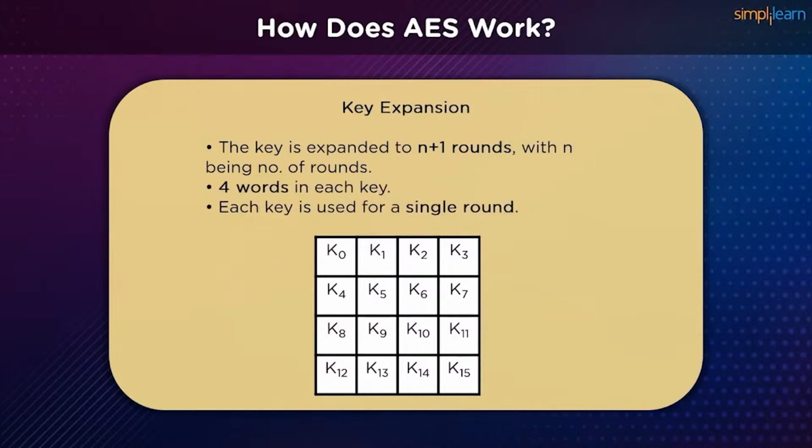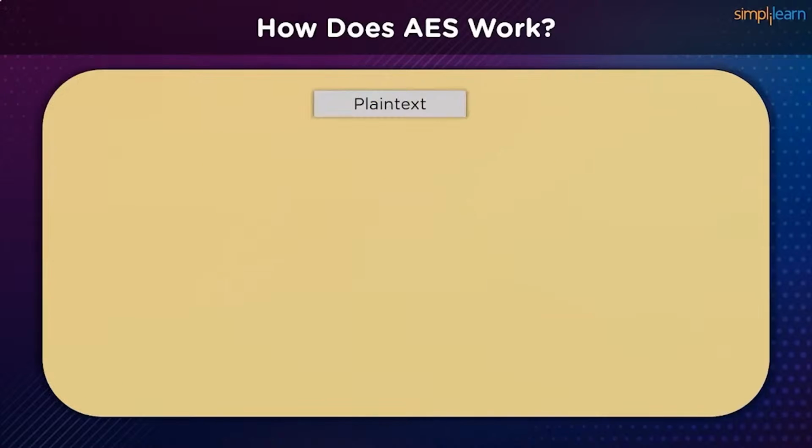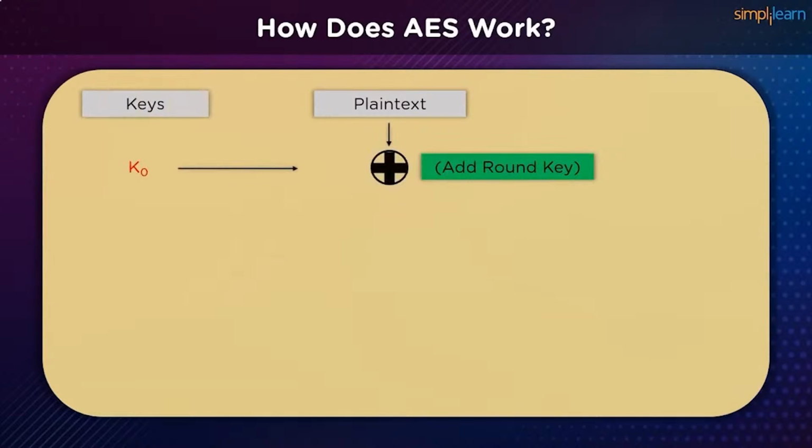Every key is used for a single round, and the first key is used as a round key before any round begins. In the very beginning, the plaintext is captured and passed through an XOR function with the round key as a supplement. This key can be considered the first key from the n plus 1 expanded set.